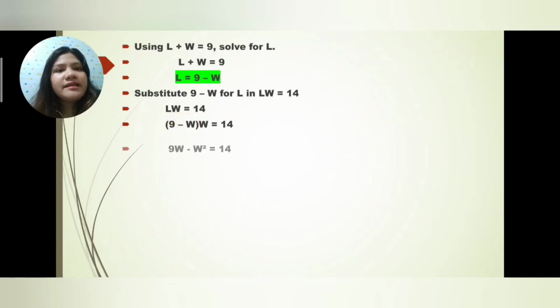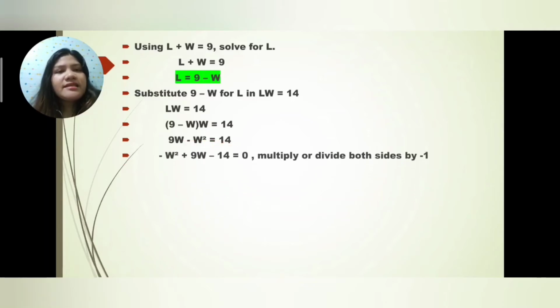So, magiging 9 times W is 9W. The negative W times positive W is equal to negative W squared. Kaya minus. So, 9W minus W squared is equal to 14.